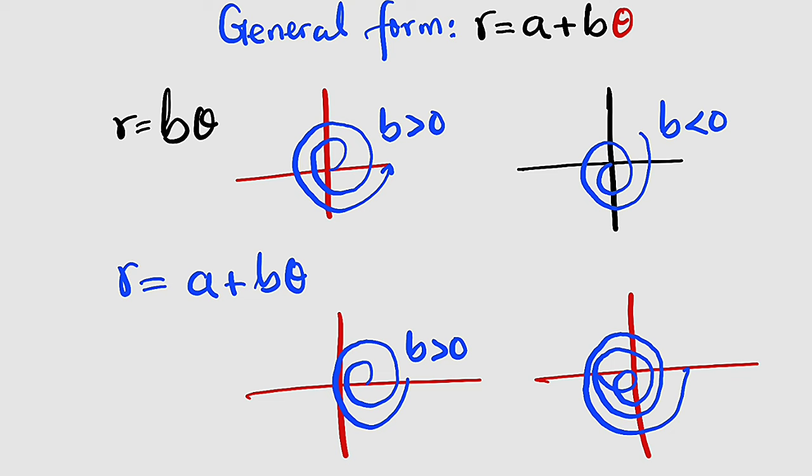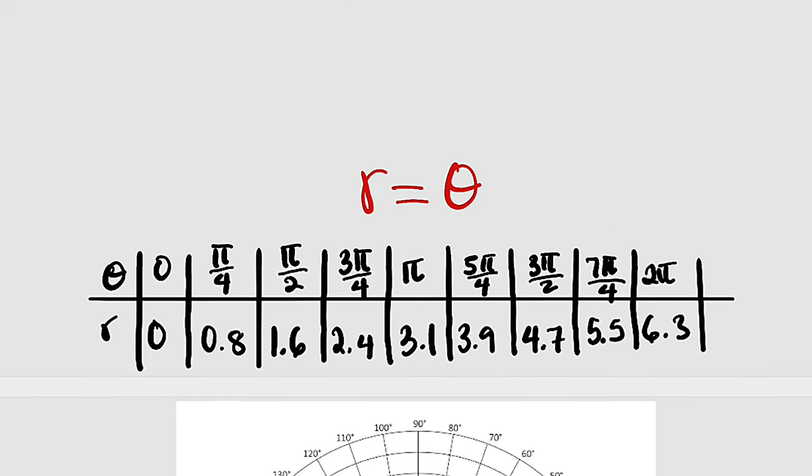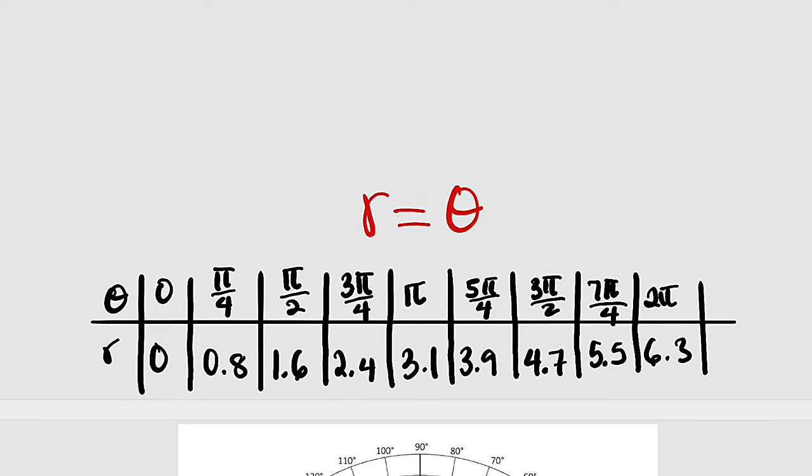Alright, so in this tutorial, I'm going to show you how to construct two graphs. Here is the first one where we have r equal to theta. You see, in this case, a is 0 and b is equal to 1. So I've chosen my values of theta, which are just multiples of 45 degrees, from 0 up to 2 pi. Theta 0 gives r equal to 0, pi over 4 gives 0.8, pi over 2 gives 1.6, and 3 pi over 4 gives 2.4. So we're going to start with the angle first.